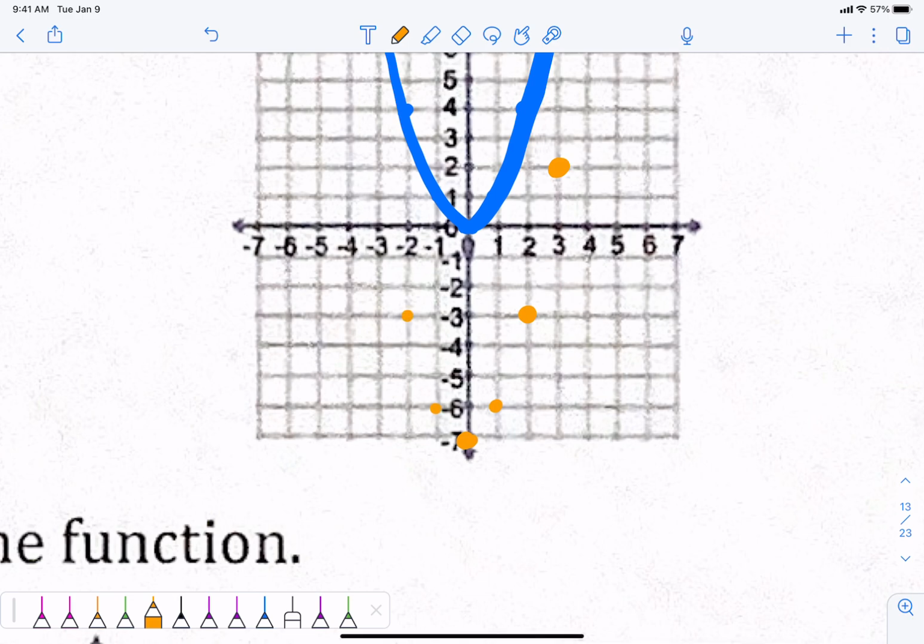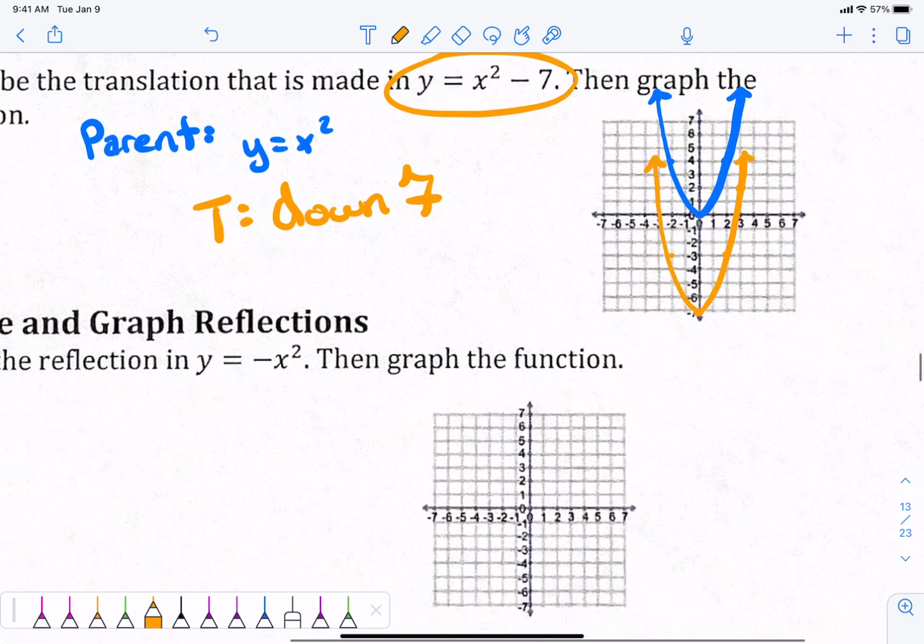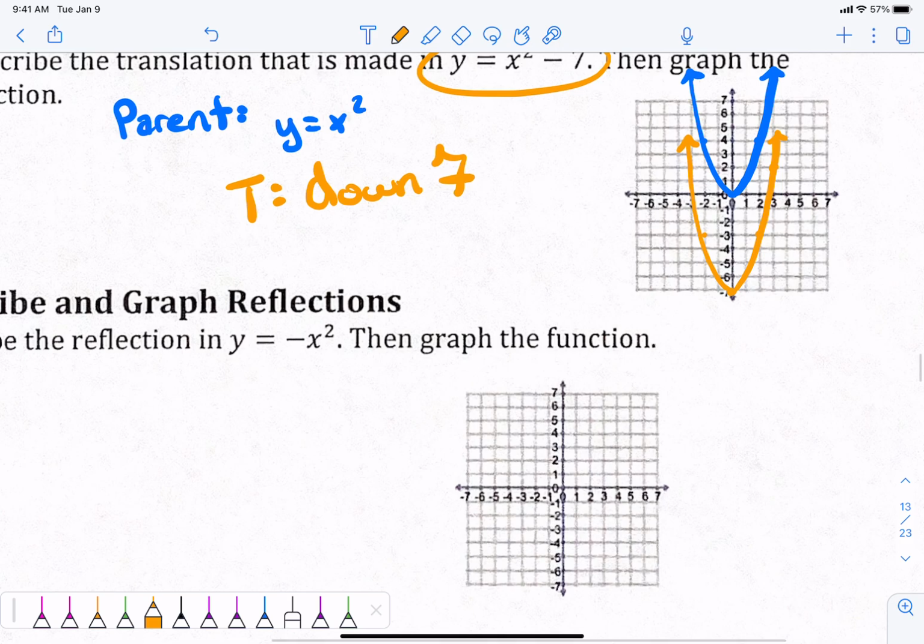Okay, so we can have good points in there, right? That's what he will look like. Something of that nature, right? Okay, and that's where he will live. Yeah? Okay, let's go down to reflections.